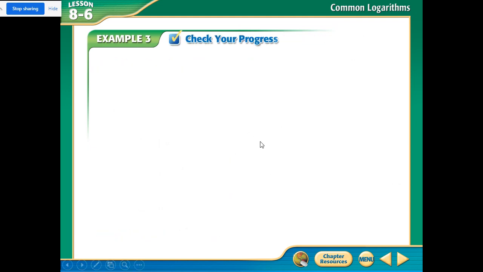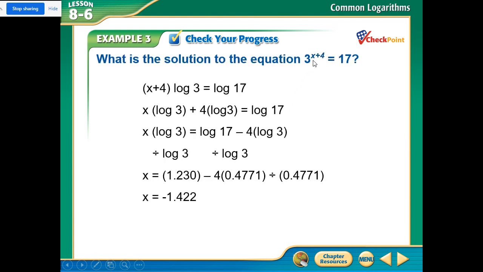Obviously, we should always check our answer, but let's try another one. Here we have x plus 4 in the exponential. So we take the log of both sides. So log of 3 and log of 17. And that x plus 4 now goes to the front.